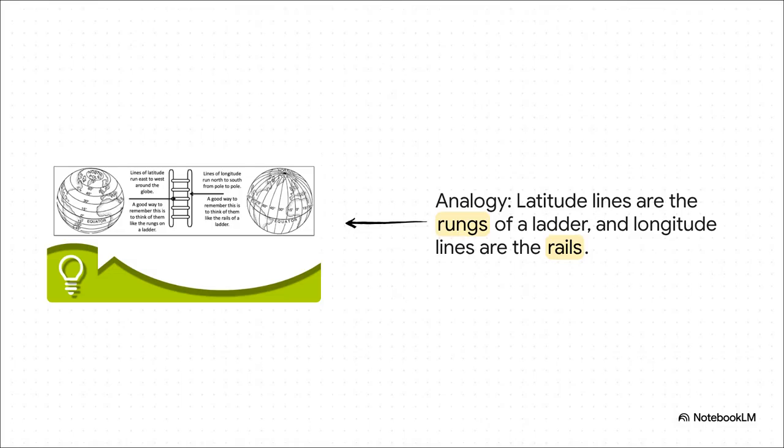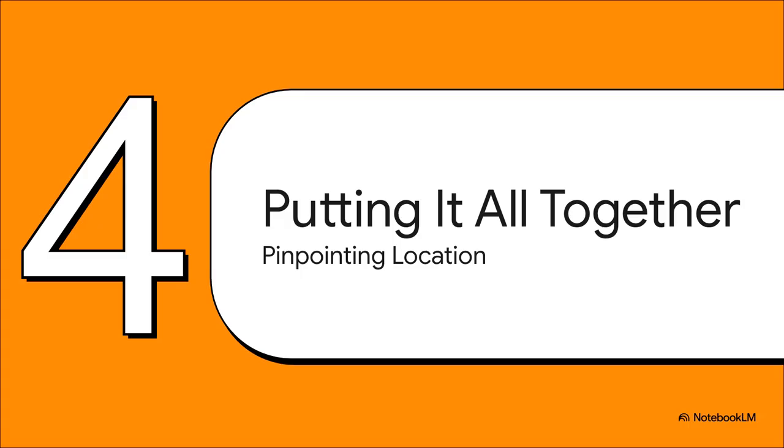Here's one more awesome way to picture the whole thing. Imagine a giant ladder wrapped around the Earth. The lines of latitude are the flat rungs you climb on, and the lines of longitude are the long side rails that run from top to bottom. It's a great visual. So we've got our horizontal lines, latitude, and our vertical lines, longitude. The big question now is, how do we use them together to find that one single absolute location anywhere on the globe?